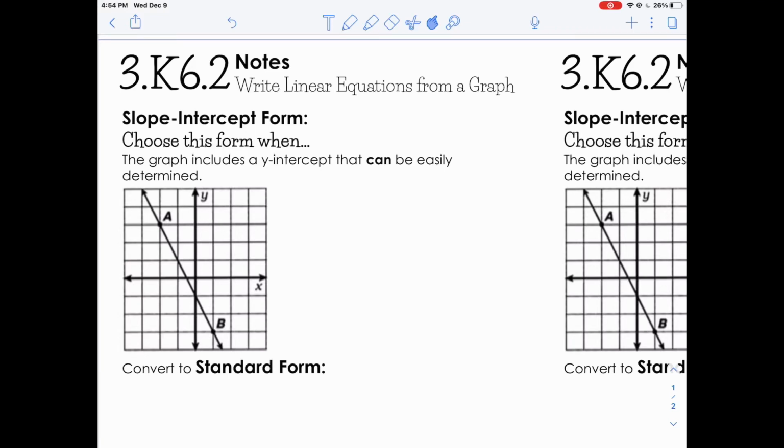Today we are going to be taking some notes over writing linear equations from a graph. Now this is something that some of you already know how to do. I've seen it in some of our practices, but we're going to do a little bit of review and a little bit of new stuff.